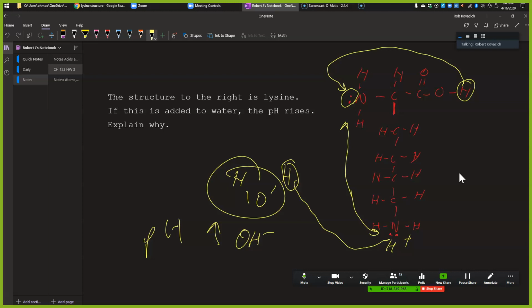It's the side, the R group, that dictates if it's going to be acidic or basic. And lysine is one of the basic amino acids. Also one of the essential amino acids.